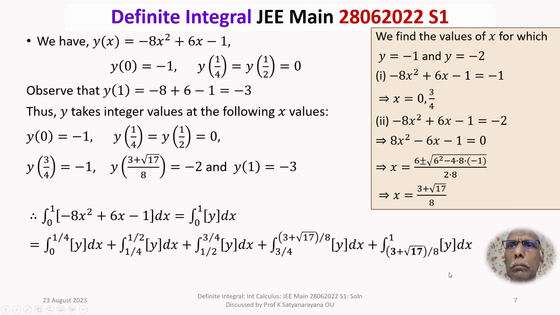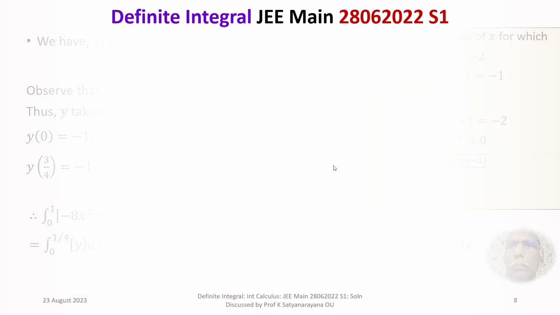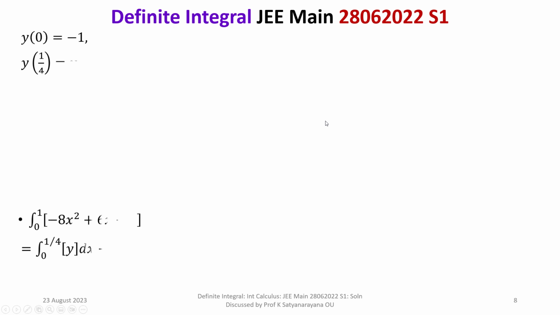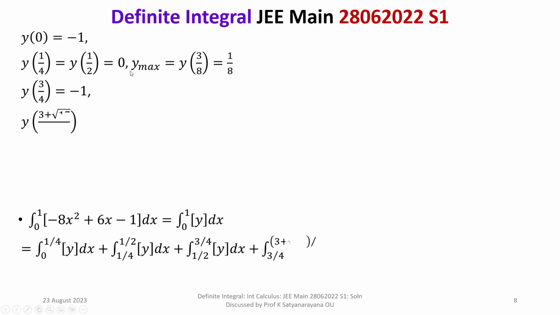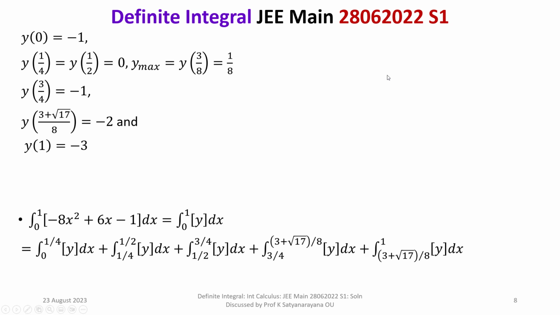Now let's see what will be the bracket y in those sub-intervals. Here we have added one more thing, that is y max. The maximum value of y is at 3 by 8. The maximum value is 1 by 8. So the remaining are all known. So look at the tabular form here.